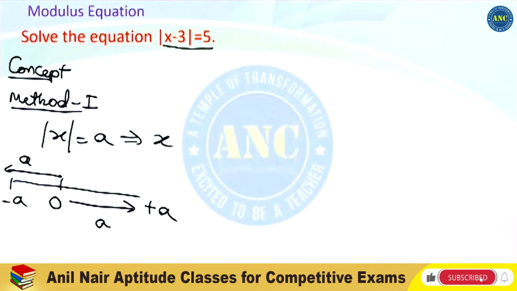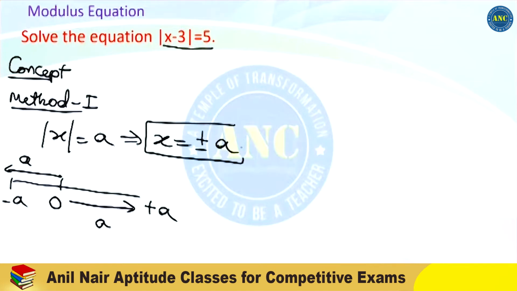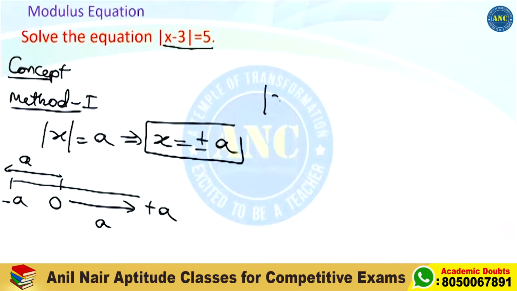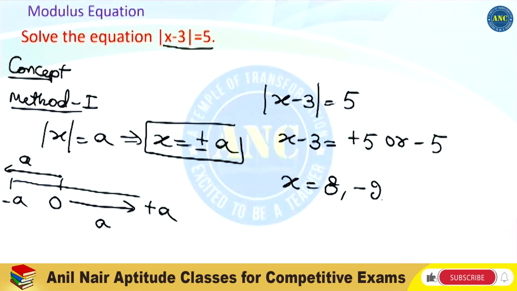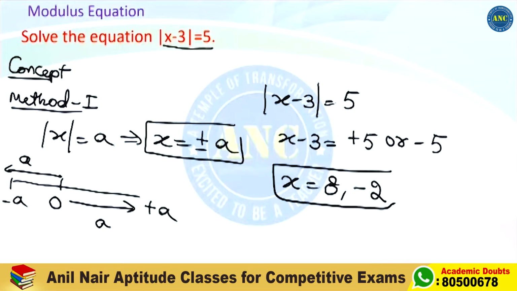Mod x equivalent to a. That means inside it can take plus a or it can take minus a. Mod x equivalent to a, so x will become plus or minus a. So mod x minus 3, it is equivalent to 5. That means x minus 3 can take either plus 5 or minus 5. If it takes plus 5, it is 8. If it takes minus 5, minus 5 plus 3, minus 2. X is 8 or minus 2. 8 minus 3 is 5. Minus 2 minus 3, mod of minus 5 is nothing but 5.